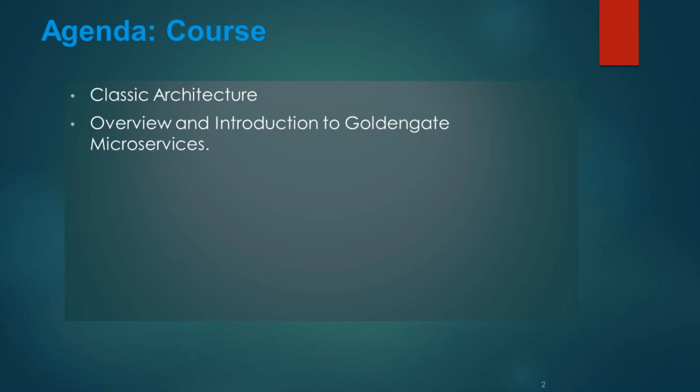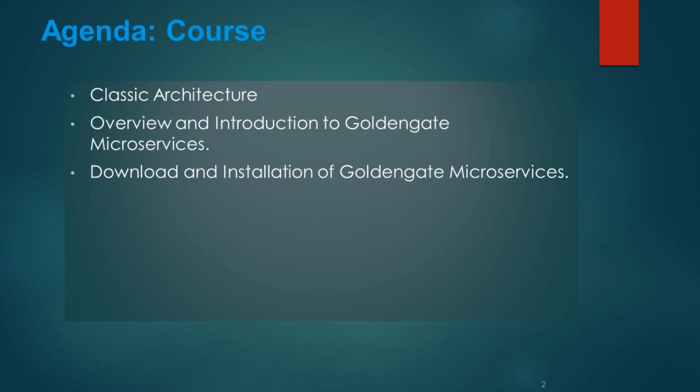The agenda of the training includes classic architecture. What is classic architecture? Overview and introduction to Goldengate microservices. Download and installation of Goldengate microservices. We'll be downloading and installing Oracle Goldengate on microservices. We'll be doing all these sessions on pre-configured virtual boxes. So we'll be doing those on VirtualBox. We'll download the software, we'll install.